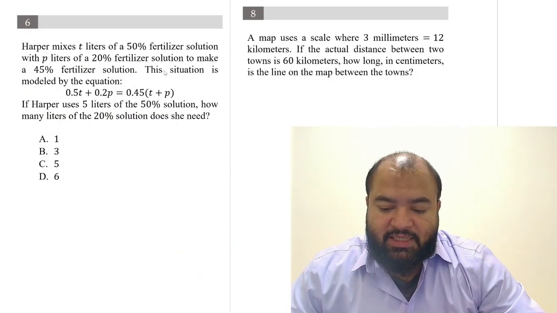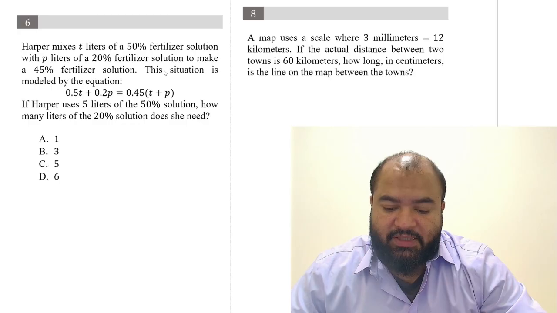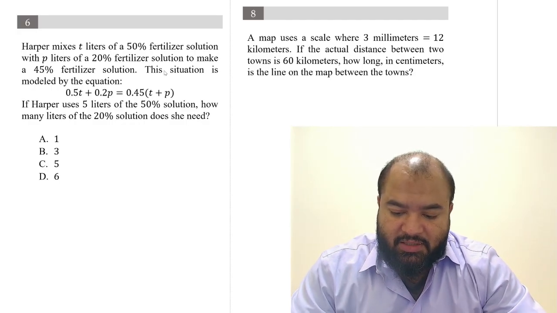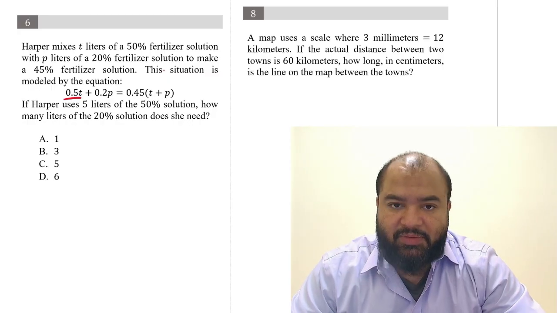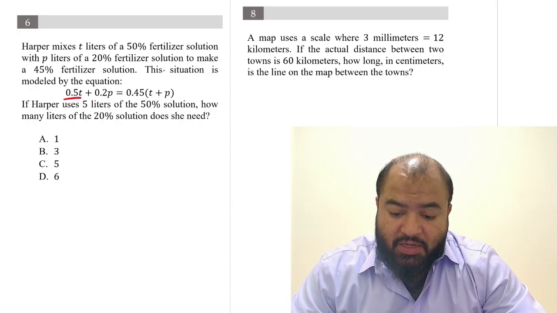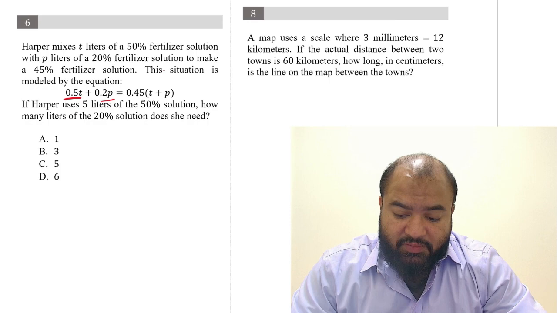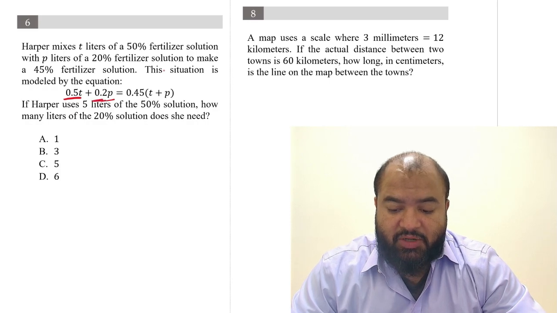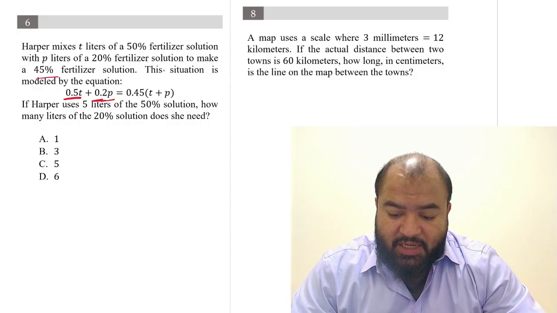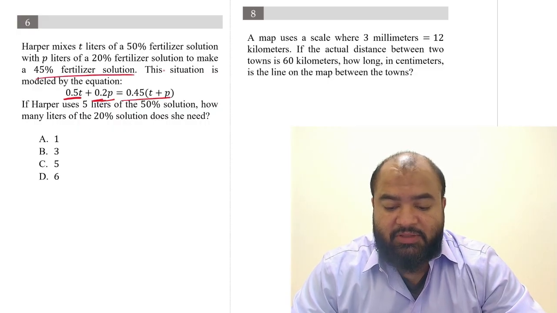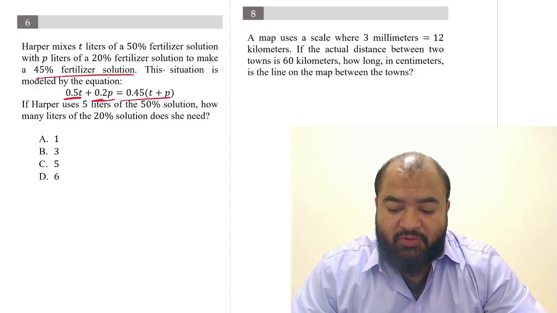Number 6. Harper mixes T liters of a 50% fertilizer. So as you can see, they already did it. So 50% is 0.5T, and with P liters of 20% fertilizer, so 20% means 0.2P, is equal to 45% of the total. You see, this one is similar to the one we just did, 45%, that's what he wants.